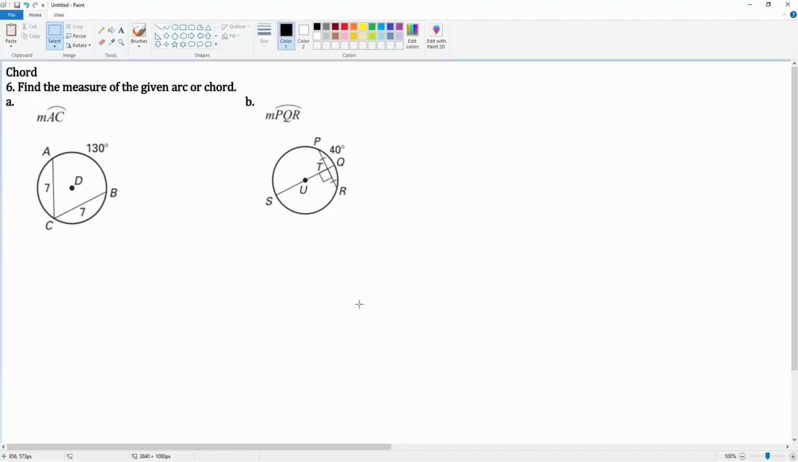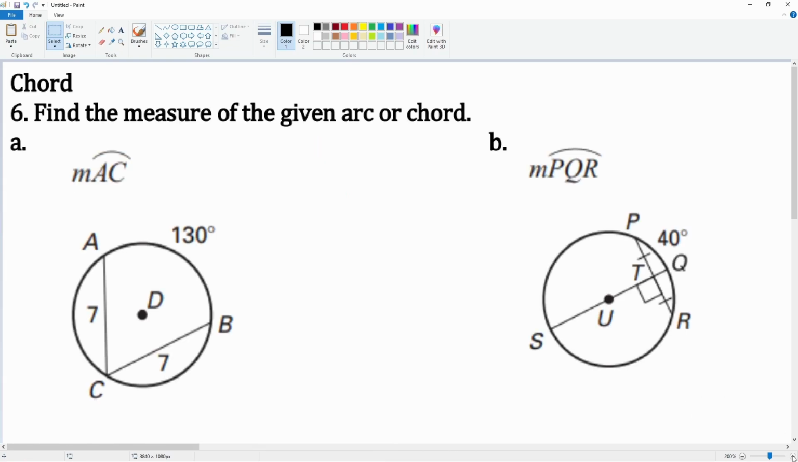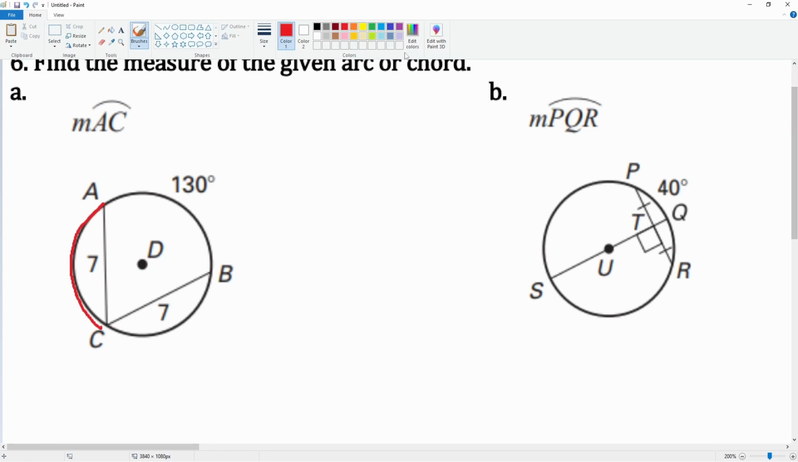All right, here we have number 6. You're going to find the measurement of the given arc or chord. All right, so we're looking for AC here. Notice AC, it is this chord, it's this arc here, right? So we need to find an equation or a way to determine that.